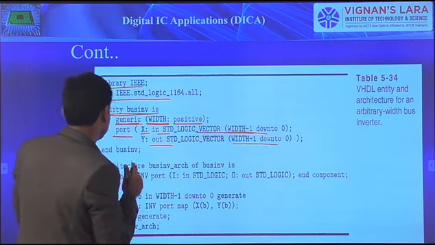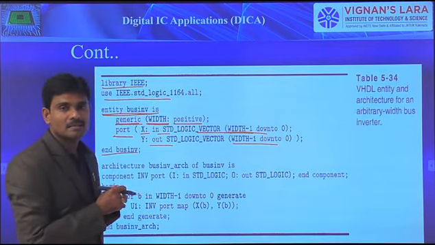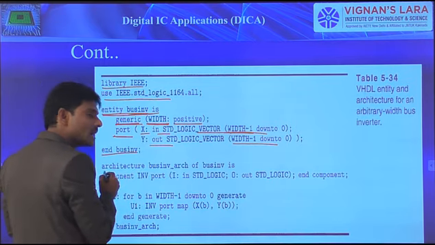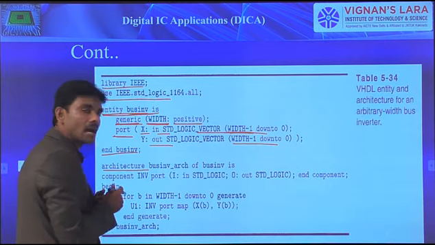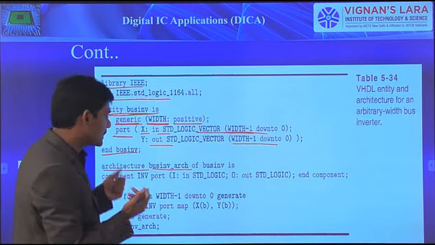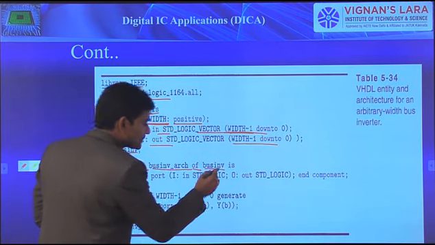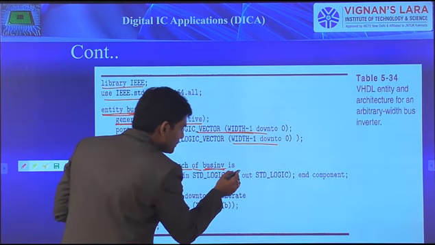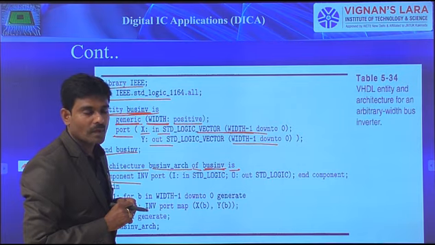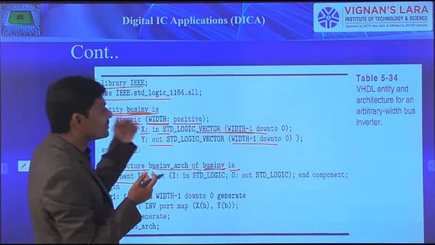Then we are supposed to close the entity using the entity name, bus inverter. Next we start the architecture definition, which starts with the keyword architecture. The architecture name is bus inverter_org, that is the general practice, and of bus inverter, the same name as given for the entity. Then we are supposed to instantiate the component. Whatever size it is will be decided later based upon the width value.